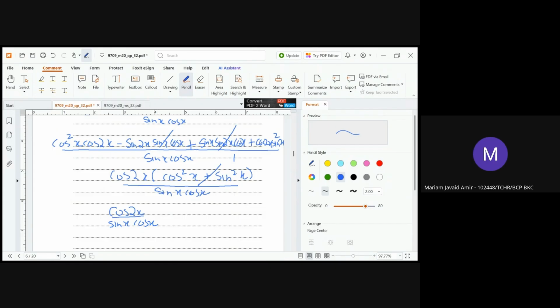Now we need cot 2x. Cot 2x is cos 2x upon sin 2x. So how do we change the denominator to sin 2x? By just multiplying a 2 with it. And when you do that in the denominator, you'll also have to do that in the numerator. So we get 2 cos 2x upon sin 2x, which simplifies to 2 cot 2x, which was what we needed to show.